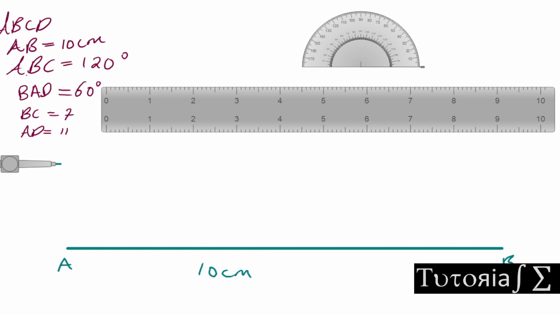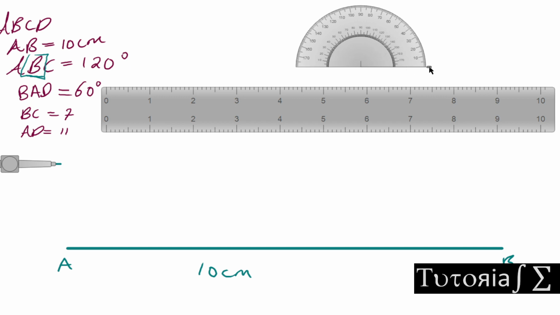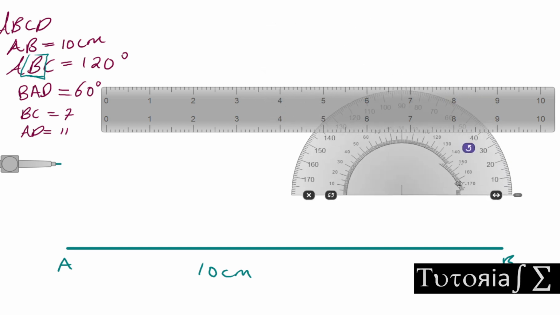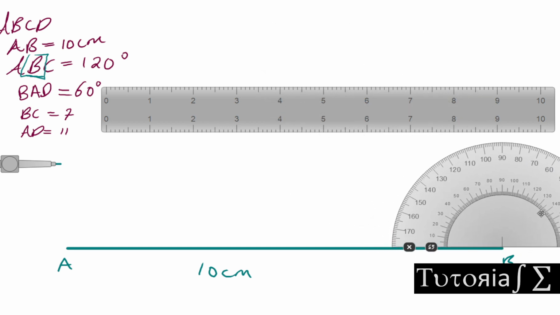Then now the angle ABC. Notice that whenever you are looking at an angle, the pivot or the turning point is on the letter in between. So here the pivot is at B. This is where the angle is turning. So I'll get my protractor and put it on the turning point B.